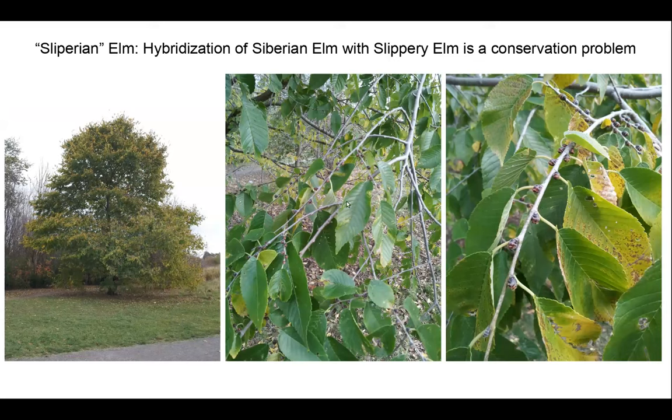The leaves are too small, they're too narrow. The buds are too round. They look kind of like ball bearings still. Like Siberian elm, the tree is changing color late, as some Siberian elms do. It just looks completely wrong. And so hybridization is an issue for slippery elm in addition to Dutch elm disease.